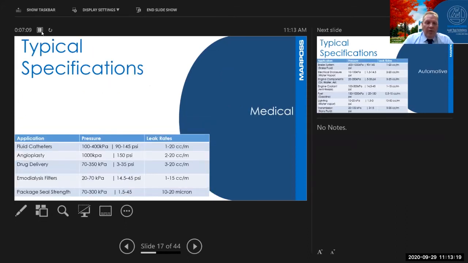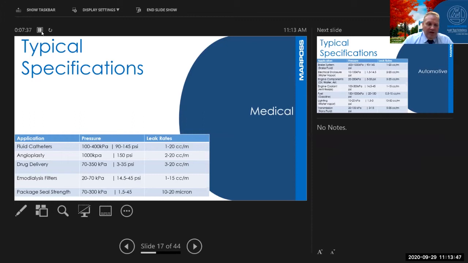We start looking at typical specifications for medical. We start looking at catheters, and those are normally in the 90 to 145 PSI range with leak rates of about 1 to 20 cc's a minute. Angioplasty, those are usually a little bit higher pressure. Drug delivery, those are normally a lower pressure. You'll see the leak rates are fairly similar. Filters, normally about 1 to 3 bar.